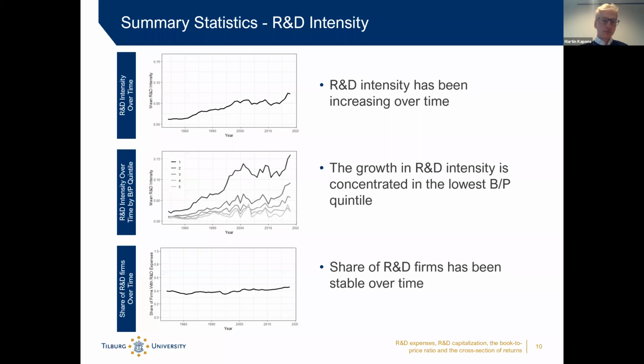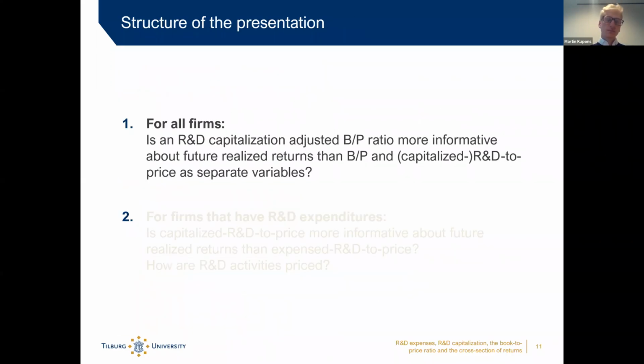I show that here over time, the share of R&D firms has been stable. So actually, the results over here are not because of changes in the sample composition, but really that firms have had more R&D expenditures over time.